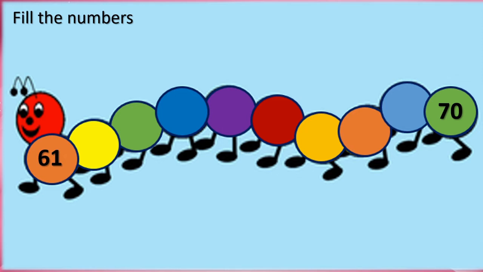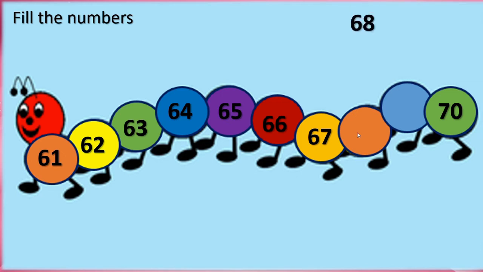Okay, see the 61 first. Now second is 62, right? After this 63, next number 64, next is 65, then comes 66, very good, then 67, yes, next one 68, next 69, and 70 is already there. Now the caterpillar is very happy. It is ready to move.